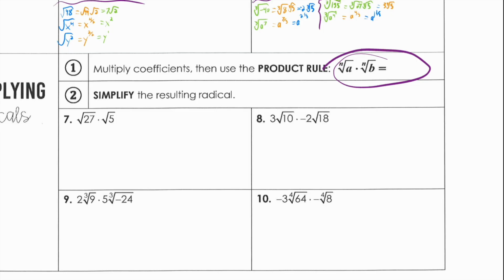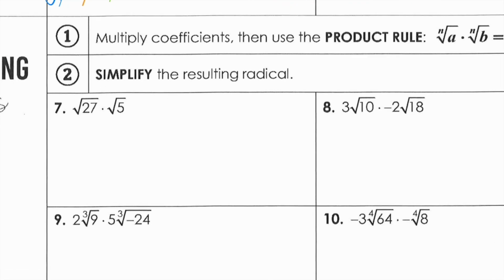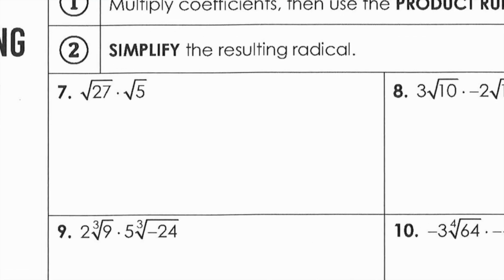And keep in mind the product rule is the square root of a, or the nth root of a, times the nth root of b, is the nth root of a times b. And so the square root of 27 times the square root of 5, we're going to multiply 27 times 5 and call this the square root of 135. From there, we say, okay, can we simplify that? Well, it'd be the square root of 9, square root of 15, which is 3 times the square root of 15. And that's our answer.